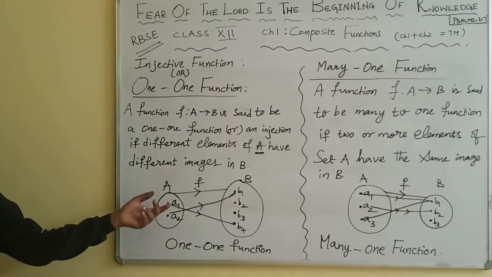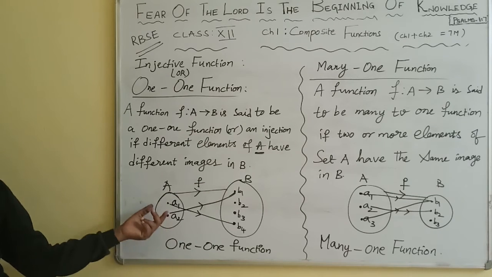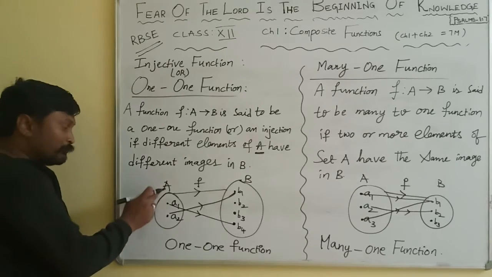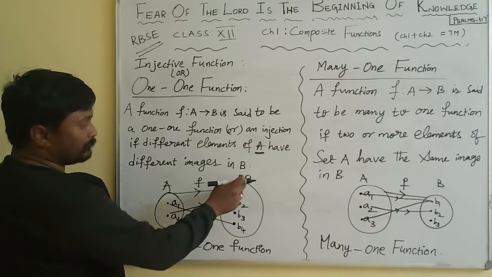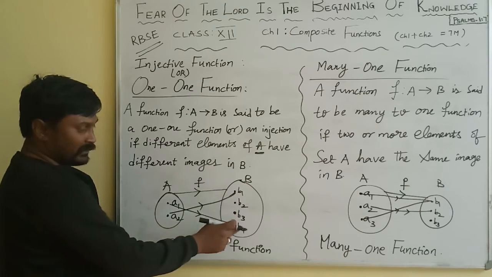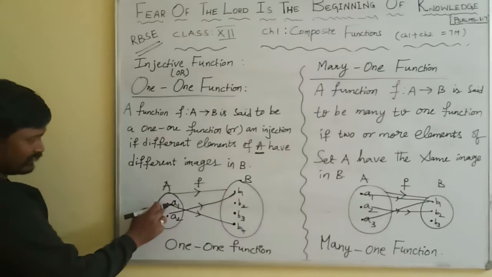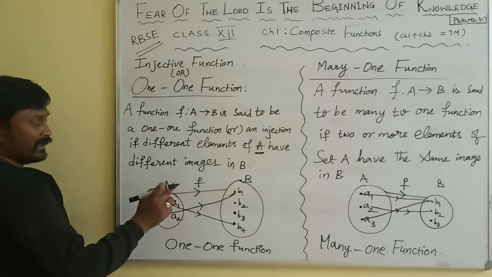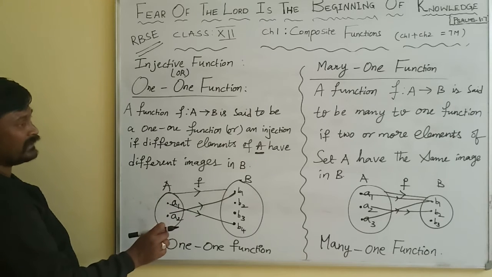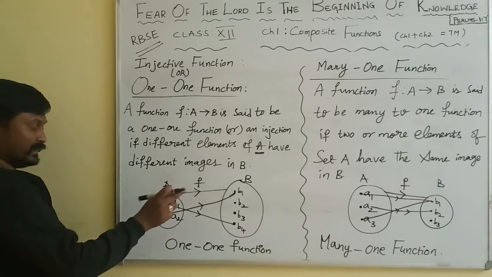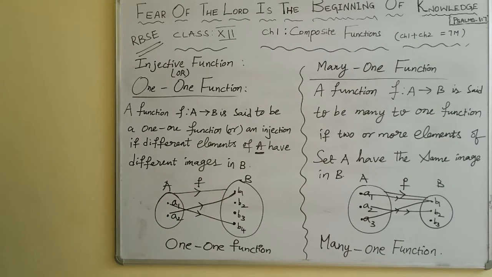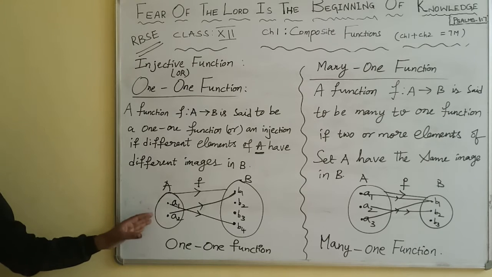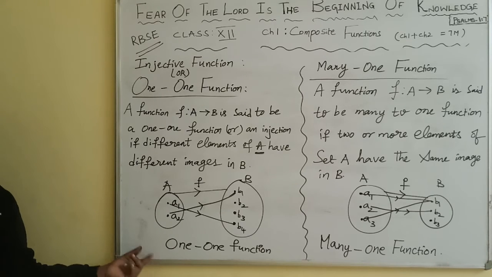For understanding purposes, I drew a diagram. So you just observe this. In capital A, A1, A2 are the elements. Elements we represent with points. Here capital B is B1, B2, B3, B4. Now A1 has a single relation and it has a different image in B. A1's image is B4 and A2's image is B1. So we can say that different elements have different images. Then we can say it is a one-to-one function.